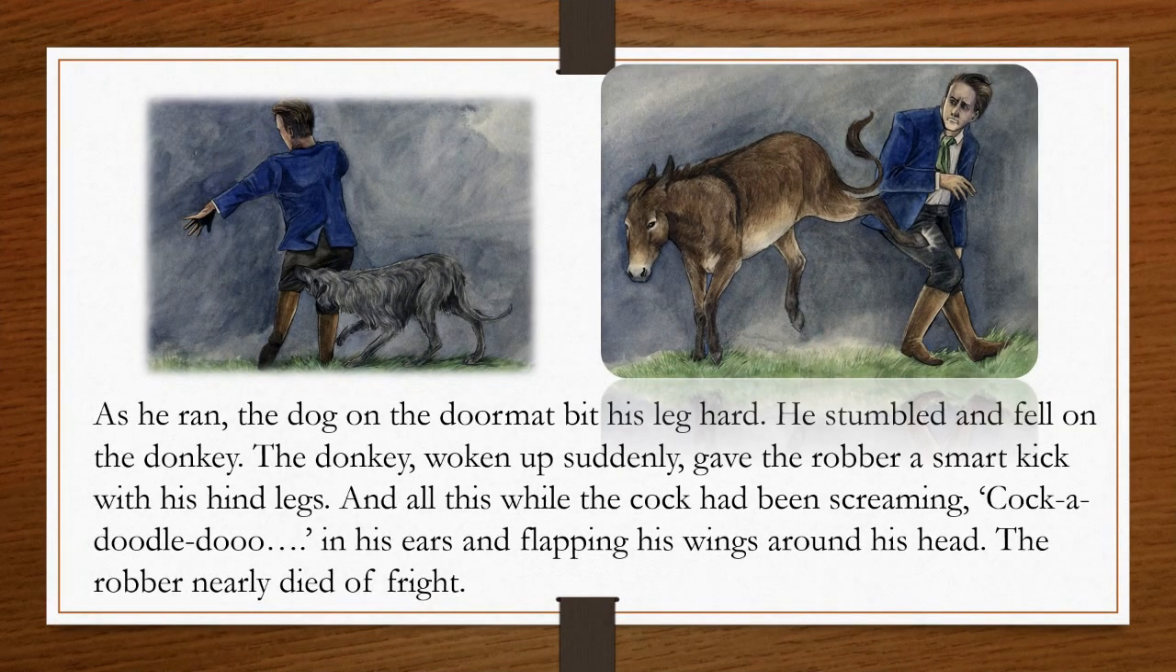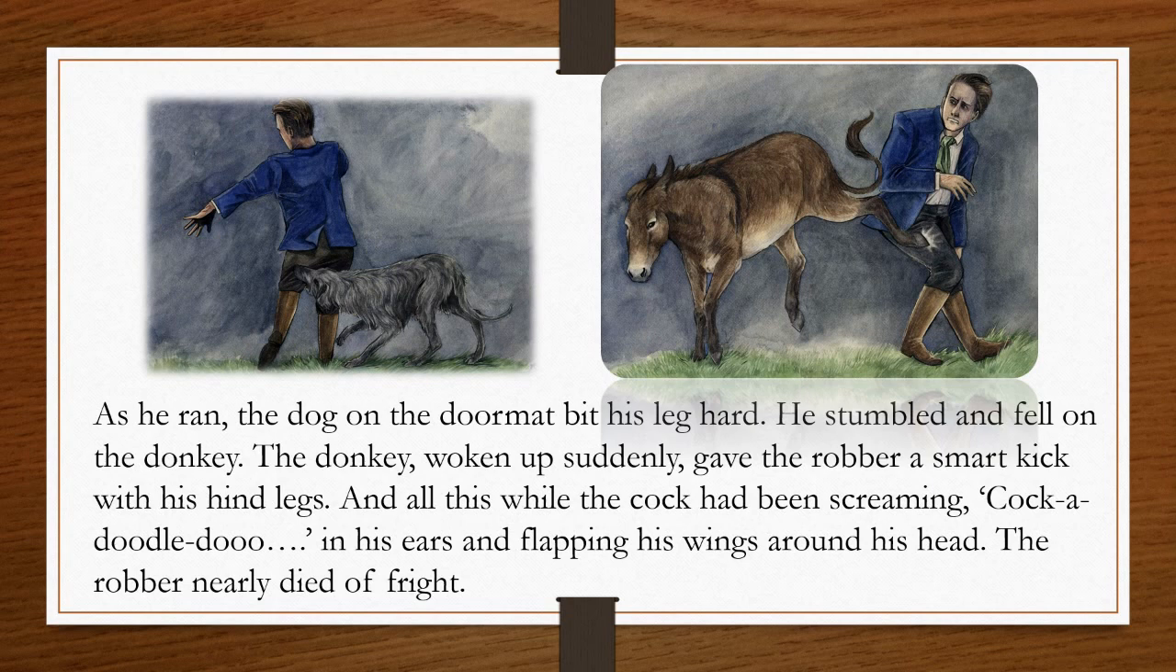As he ran, the dog on the doormat bit his leg hard. He stumbled and fell on the donkey. The donkey, woken up suddenly, gave the robber a smart kick with his hind legs. And all this while, the cock had been screaming, cock-a-doodle-doo, in his ears and flapping his wings around his head. The robber nearly died of fright.